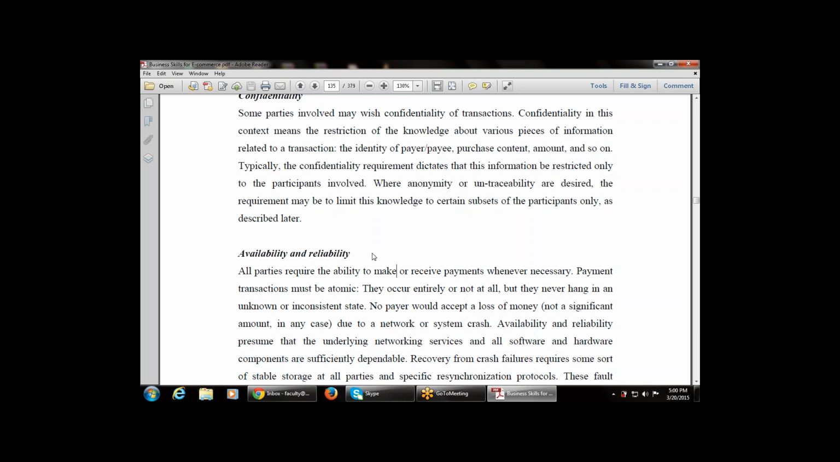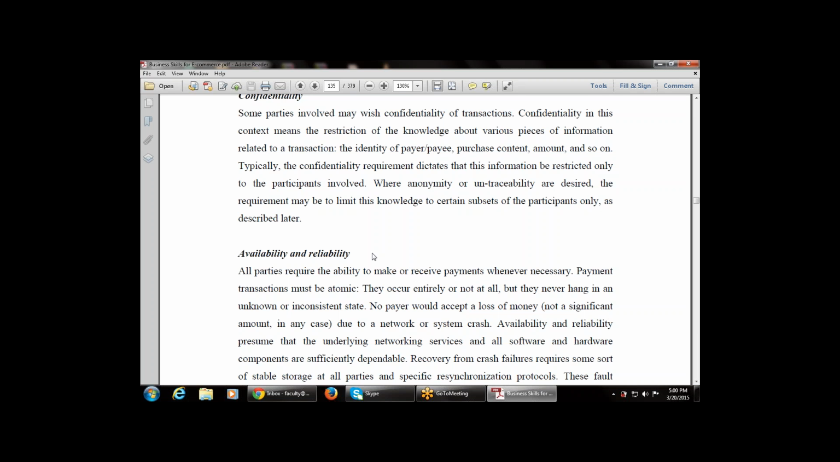Availability and reliability presumes that the underlying network services and all hardware and software components are sufficiently dependable. So availability and reliability presume that the underlying network services, and the hardware and software components, are sufficiently dependable, as required for the atomic transaction.